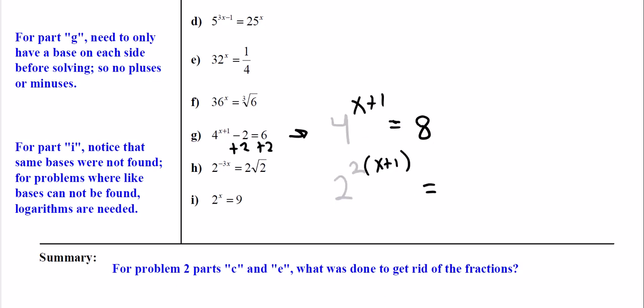Now I have one base on each side, and I can proceed to take things apart. 4 can be broken down as 2 squared, but I'm using parentheses here so that I make sure we don't make any mistakes. We can check this later if we need to. 8 can be expressed as 2 to the 3rd power. We've seen that a few times already, but just in case, you can do a factor tree. It'll be 2 times 2 times 2, which is 2 to the 3rd power. I can set the exponents equal to each other.